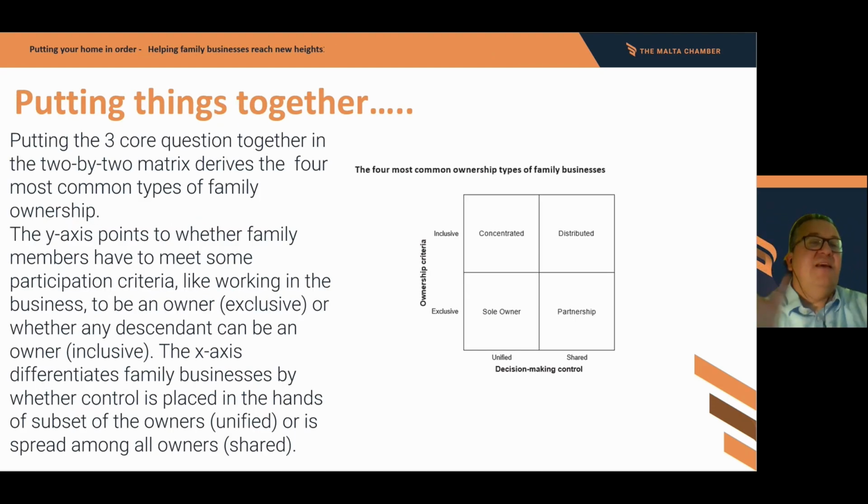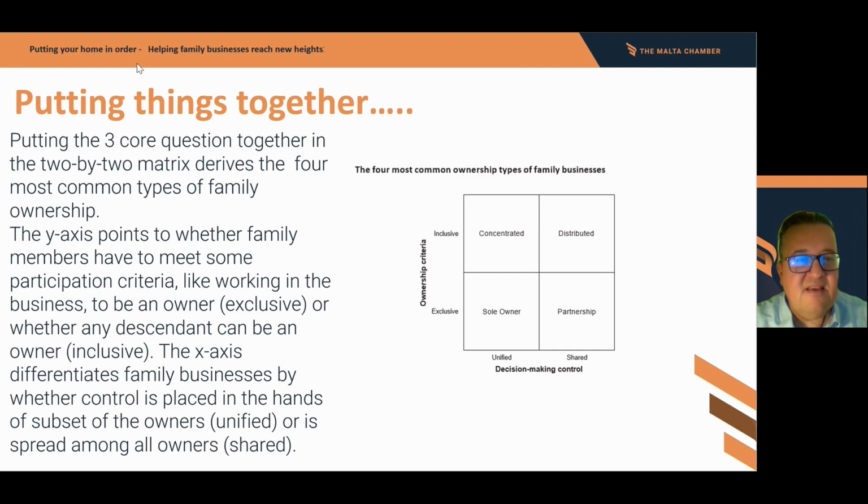And so we put things together, and when we put things together, we normally come up with this matrix where on one axis we're putting together whether your ownership criteria is going to be inclusive or exclusive, and we're putting together whether the decision-making control you're going to be using is unified and shared.